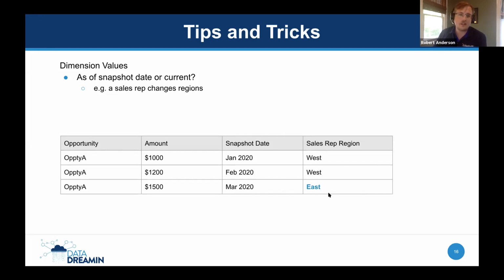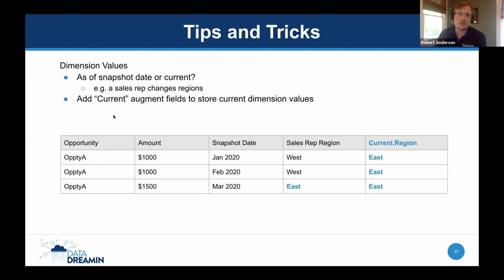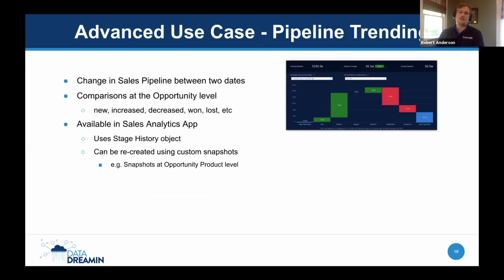If you're looking at trends per region or something, you might want to say all of these are now considered East. So what you can do is add an augment at the end of the snapshot data flow to pull in the current dimension values, and then you'd have something like current.salesRep region, where you still store the as-of-the-snapshot-date value, but then you also have a field that has the current value, and that can be very valuable.